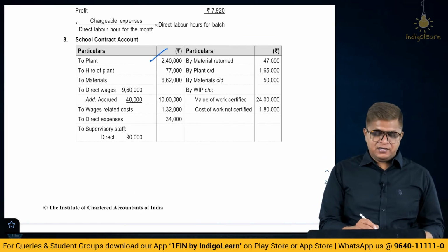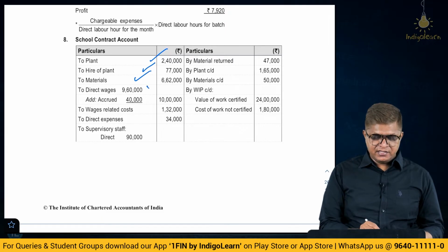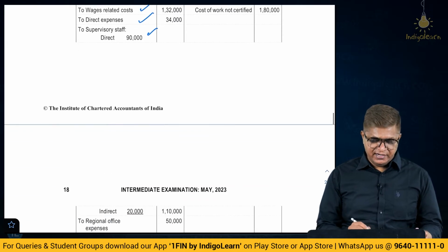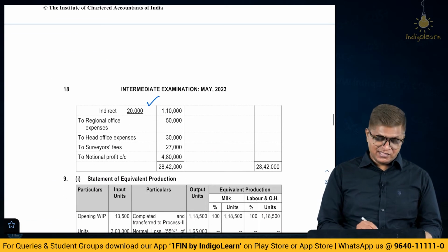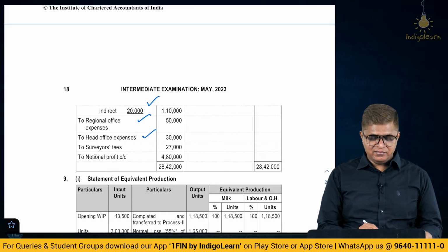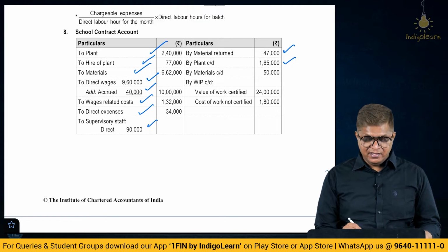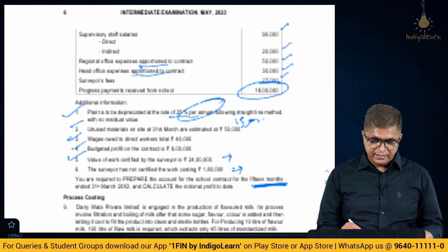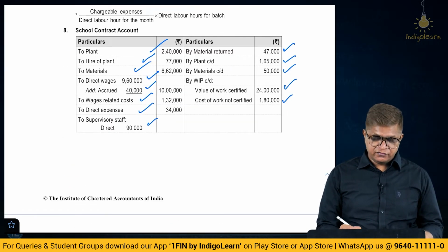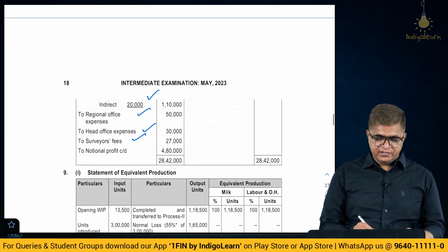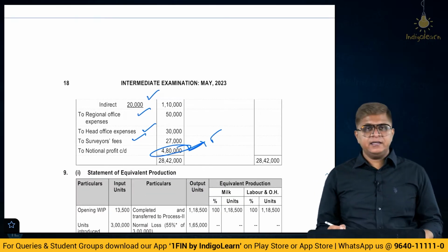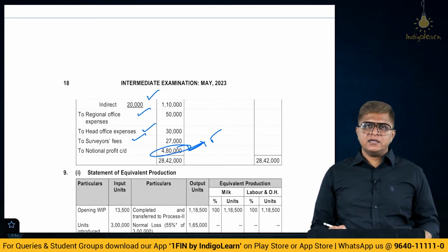So 2,40,000 plant, hire of plant debited, materials debited, wages paid debited, outstanding also added, wage related cost added, direct expenses added, supervisory staff direct and indirect both have come, regional office expenses apportioned have come, head office fees has come, surveyor's fees have come. Then material returned is credited, closing value of plant as we computed 1,65,000 has come, the closing value of raw material or the materials is taken to the credit, value of work certified, cost of work not certified. If we take the balancing figure, we get the notional profit as 4,80,000.